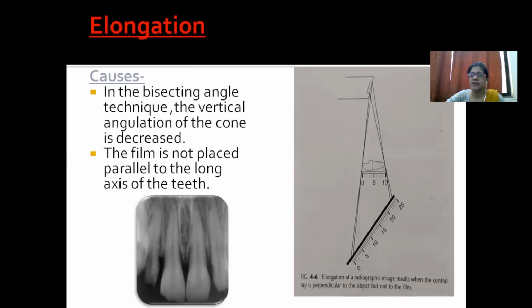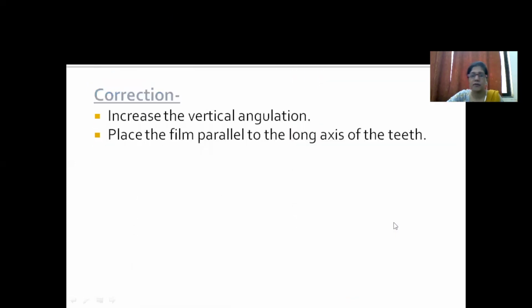Then the next is elongation, exactly opposite to foreshortening. Here the tooth will appear elongated. In the bisecting angle technique, the vertical angulation of the cone is decreased, or the film is not placed parallel to the long axis of the teeth, and so the result may be an elongated image. How to correct? Increase the vertical angulation or place the film parallel to the long axis of the teeth.